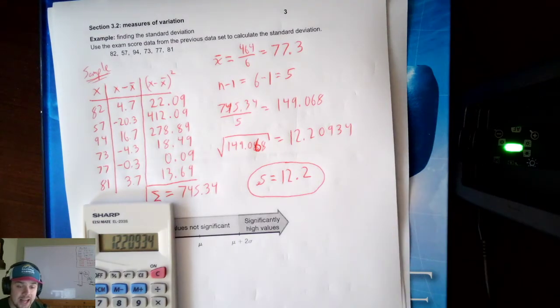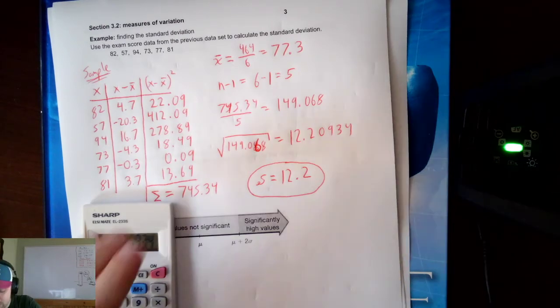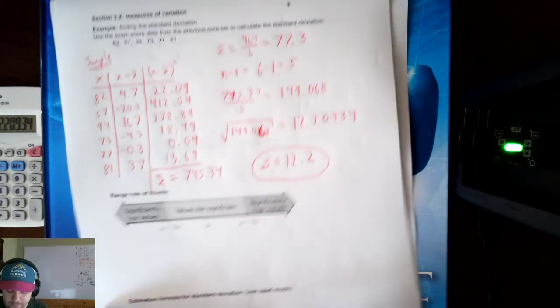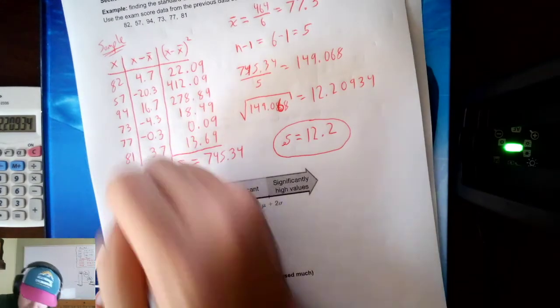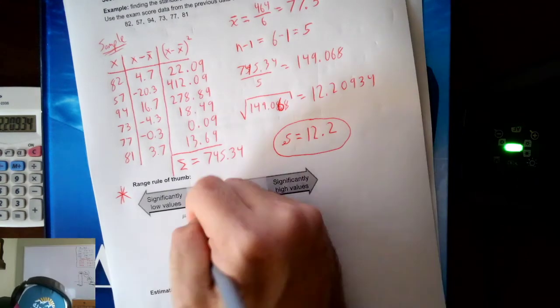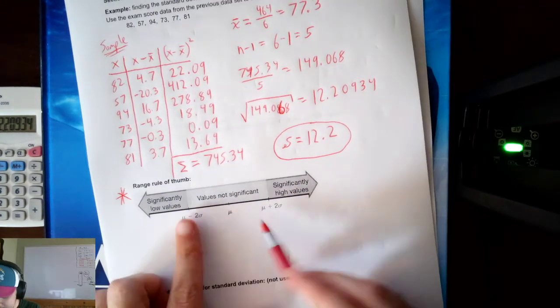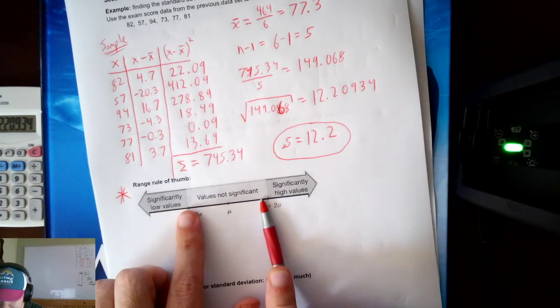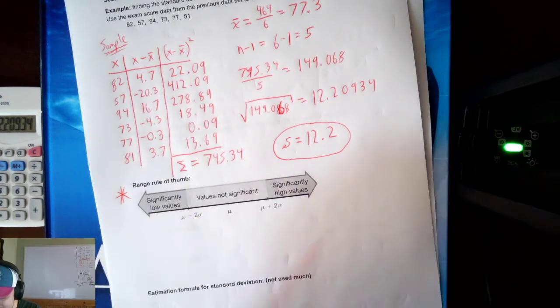Now, in a vacuum, that number does not enlighten me very much. We're going to want to use this number to help us make conclusions. And what we can do is we can use what's called the range rule of thumb. This is going to be super important. It's going to be our first application of standard deviation. So the range rule of thumb tells us we have cutoffs. There's significantly low values, insignificant values, and significantly high values.